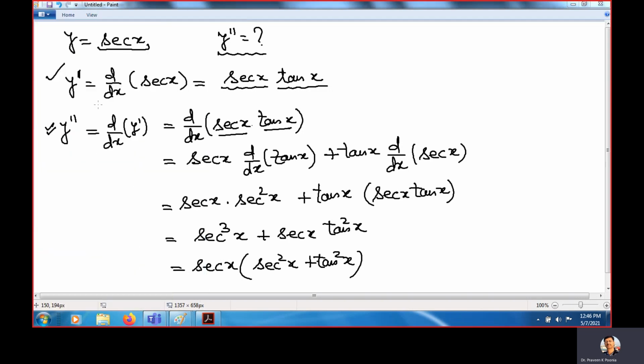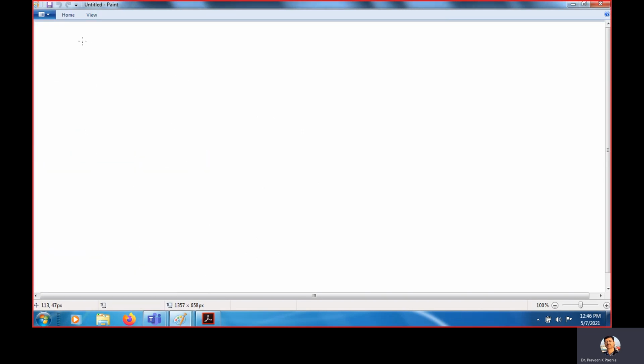Okay, one more question coming to my mind. That will be the last question. If y is equal to sine x power 3, or sine power 3 x, the meaning is the same. Clear? How will you calculate y double dash for it?